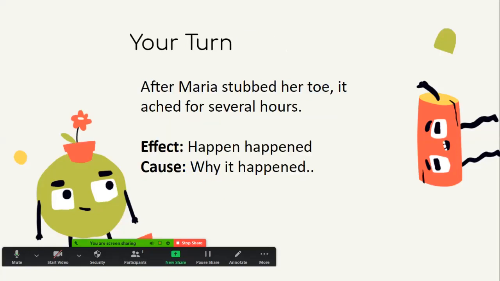Let's try another one. After Maria stubbed her toe, it ached for several hours. Can you find the effect? What happened? And the cause, why it happened. Pause the video and see if you can find the answer.